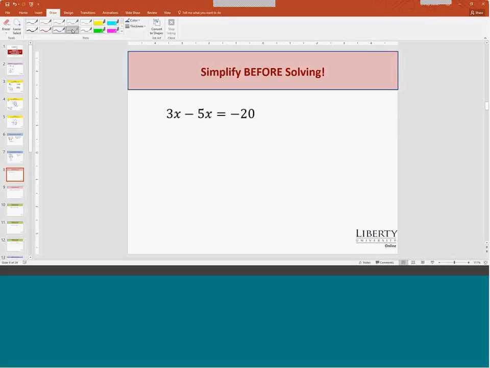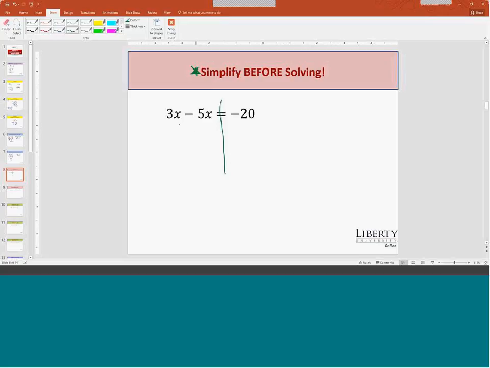Now, what if we have two variable terms, but they're on the same side of the equal sign? Here is something you want to write down in your notes. When solving equations, you always want to simplify before you begin to solve. Now, listen to me. Again, here's where the equal sign is. Here's the left side, the expression on the left side, and the expression on the right side. You have to make sure that both the expression on the left and the one on the right have been completely simplified before you begin to solve or eliminate terms.